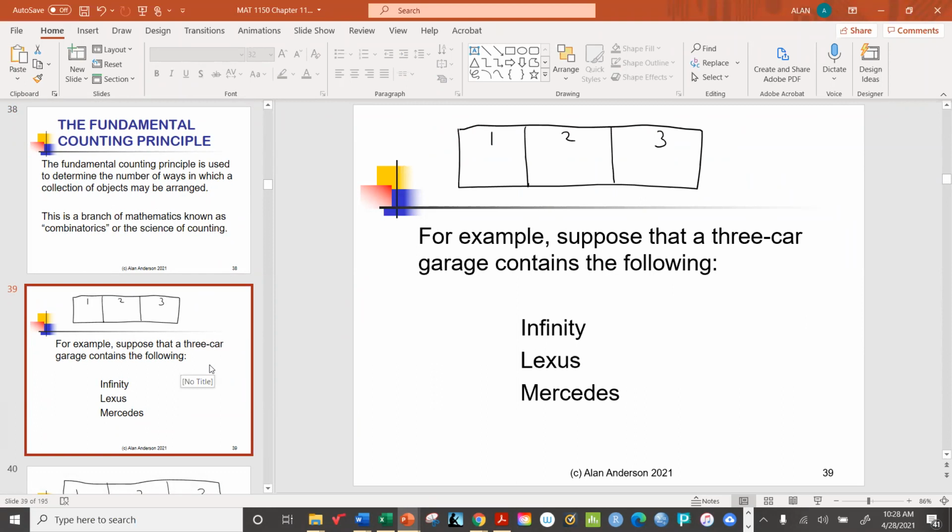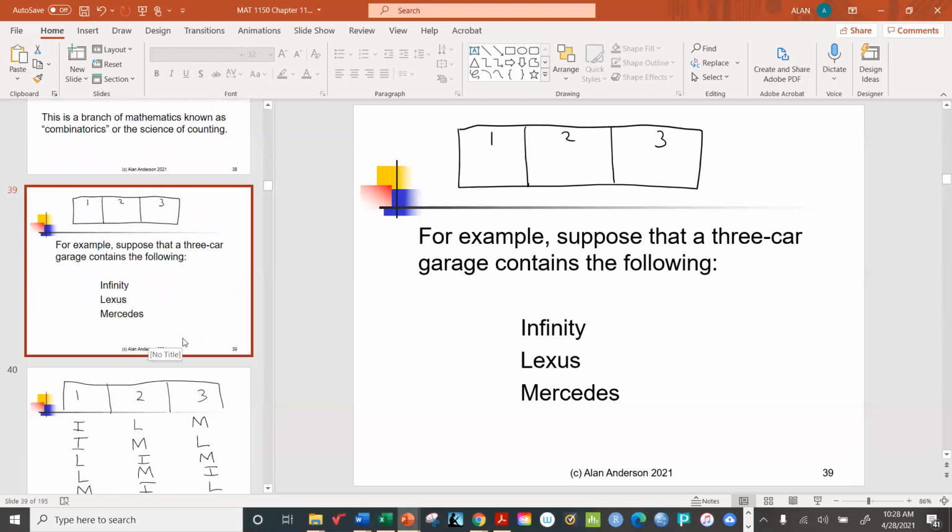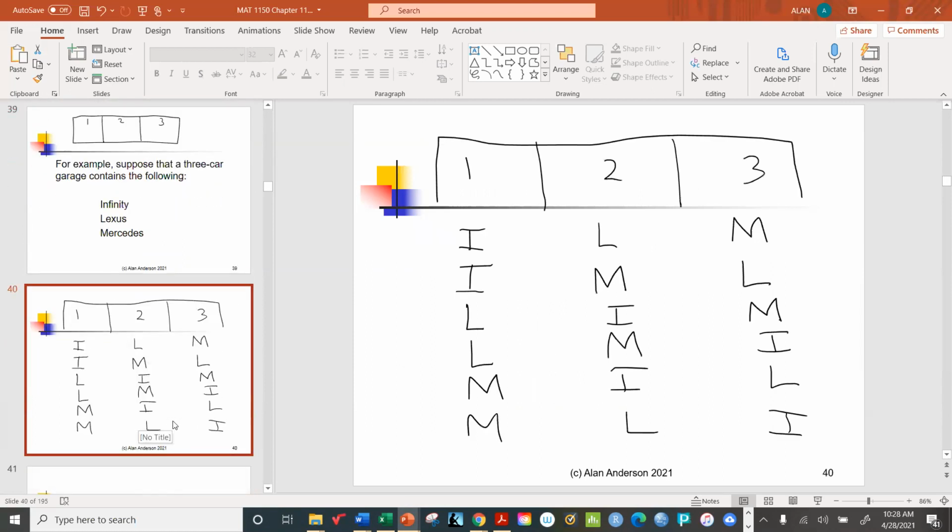Well, one strategy would be to just write out a list of all the possibilities. It could take a while, but it certainly will work. So I've done exactly that on the next slide. And of course, I'm using letters, I for Infiniti, L for Lexus, M for Mercedes. And here they are. And that's all of them. There's only 6 ways of parking my cars in these 3 garages, as it turns out.